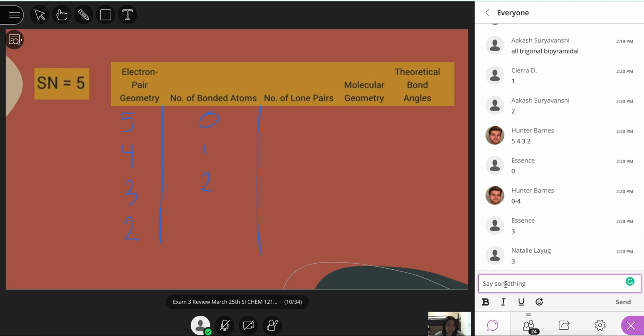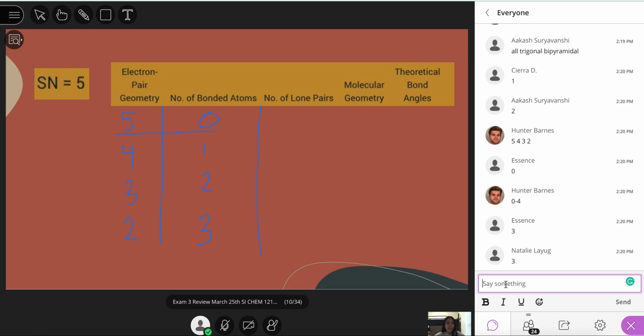And the reason for this is because it always starts at 0. The number of bonded atoms will start at 0 with the associated electron pair geometry, right? And then it'll just go the opposite way. 5 will go downward until 2. 0 will keep increasing until you get to 2 on the other side. That's how you know when to stop. So I think once you know that pattern and have it memorized, it's easier to understand it.